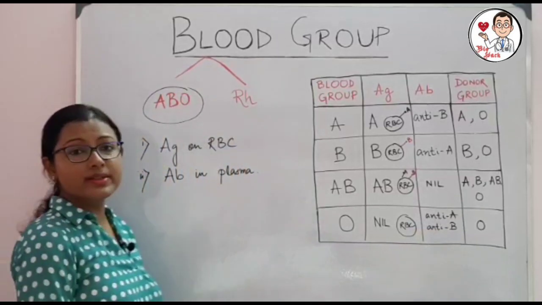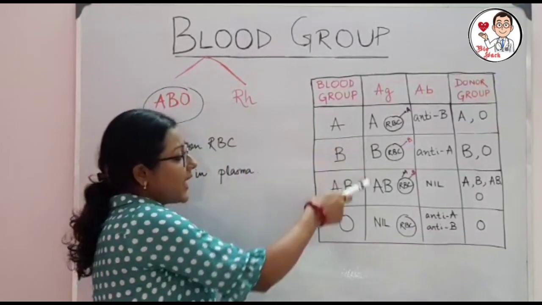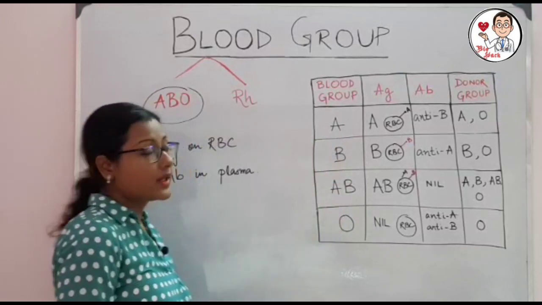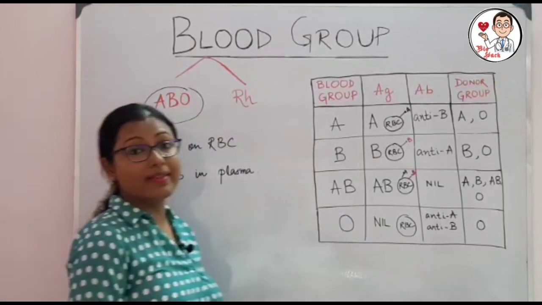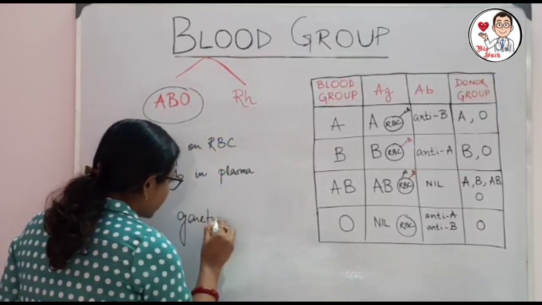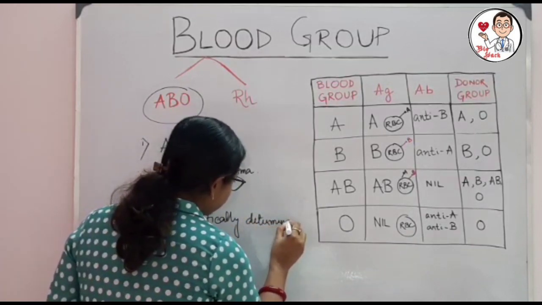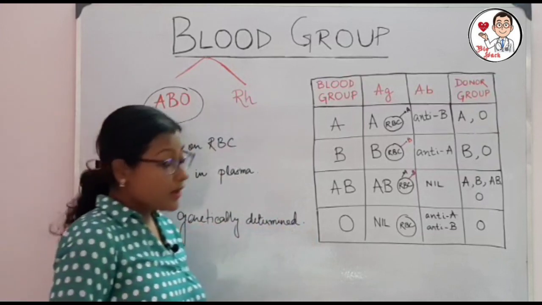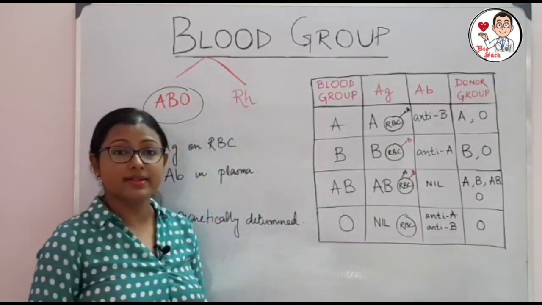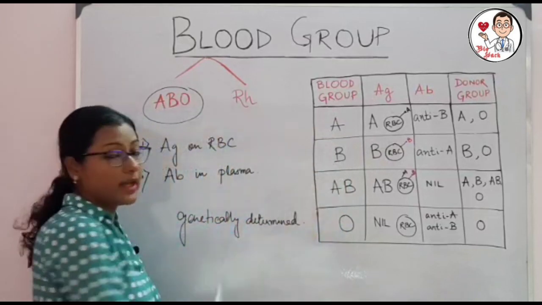Now, let me clear some doubts here. There are two doubts. Number one, where do these antigens come from and how do they determine the blood groups? This blood grouping by the antigen is genetically determined. Okay, that is, from birth we have all the antigens A, B present in our system, and so they genetically determine the blood groups A, B, AB and O.